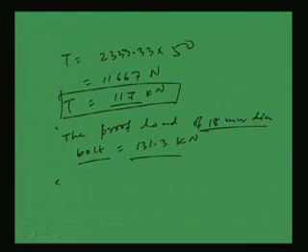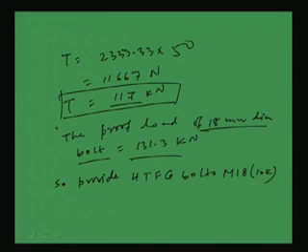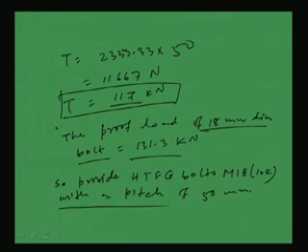So we can say, provide a high tensile friction grip bolt, it is M18, this is 10K, with a pitch of 50 mm. So we can provide this.